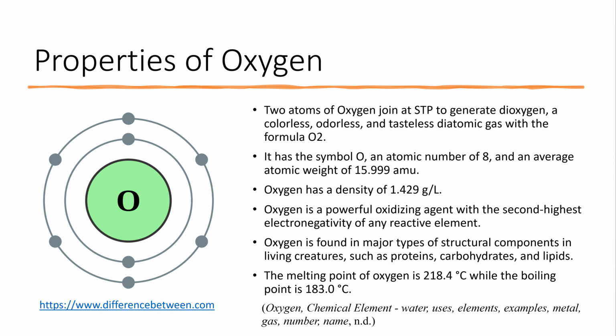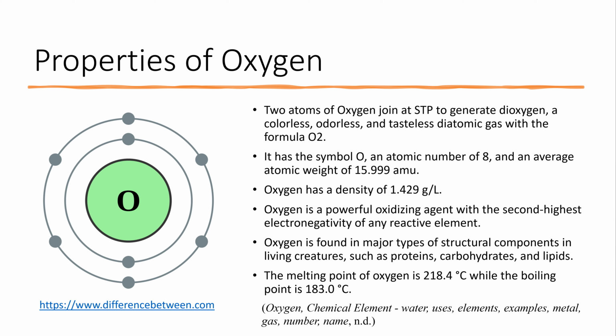Next up, we have the properties of oxygen. Two atoms of oxygen join at standard temperature and pressure to generate dioxygen, which is a colorless, odorless, and tasteless diatomic gas with the formula O2. Oxygen has a symbol O and an atomic number of 8, with the average atomic weight of 15.999 atomic mass units. Oxygen has a density of 1.429 grams per liter.